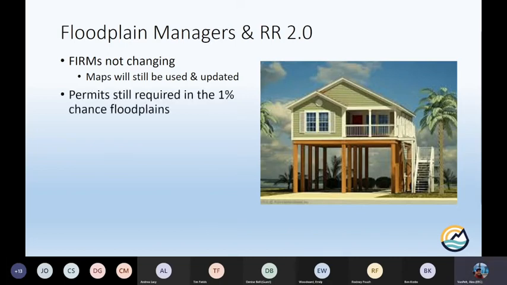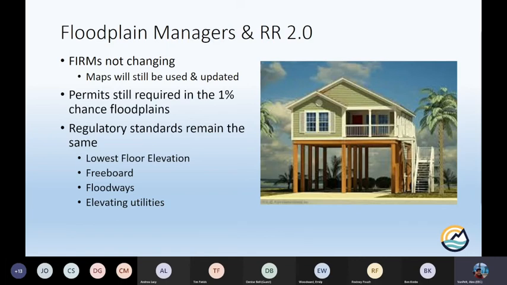Permits are also still going to be required anytime you're in the 1% chance area. So for our flood ordinances, we're still going to be using the maps to enforce them. We're still going to be using the development standards. All of our regulatory standards stay the same as they are now. Most of what Risk Rating 2.0 is changing is how risk is calculated for your flood insurance. So the lowest floor elevation required by your ordinance stays the same. Your freeboard requirement stays. Floodway requirements, so no-rise, engineering analysis, all that. You're still going to be required to elevate your machinery, utilities, and ductwork to at or above BFE.